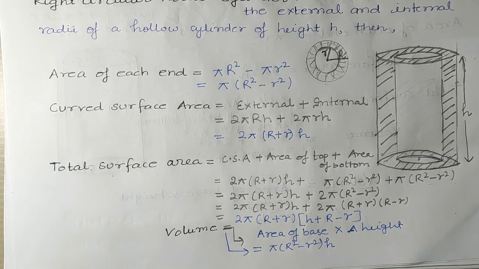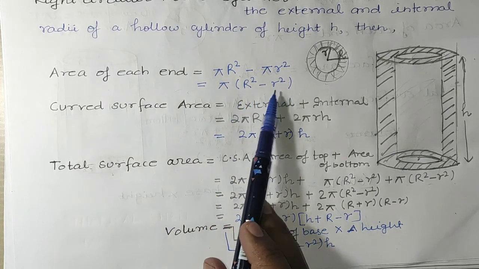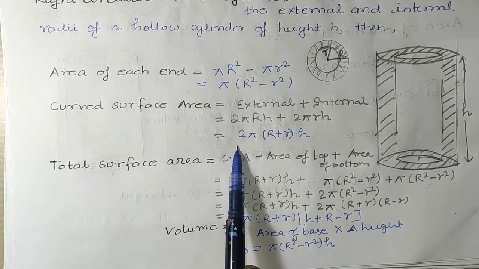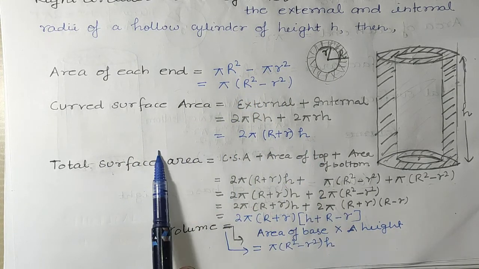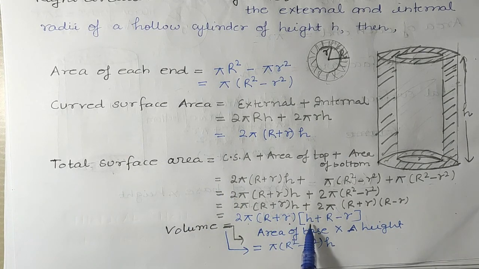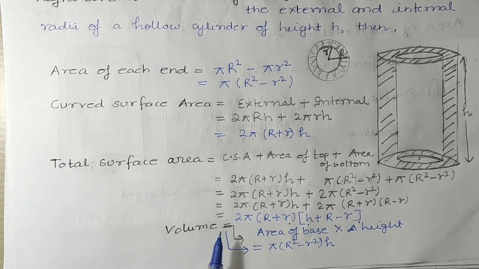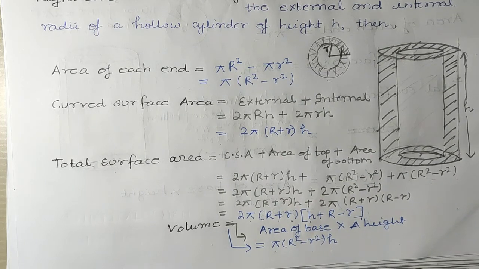Okay students, so we can calculate all the formulas. Area of each end is pi r square minus r square, curved surface area is 2 pi r plus r into h, total surface area is 2 pi r plus r in the second bracket h plus r minus r. And volume is pi r square minus r square into h.